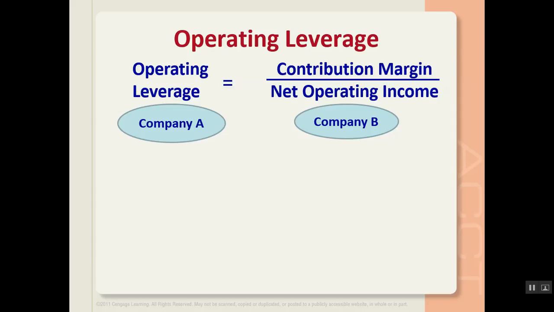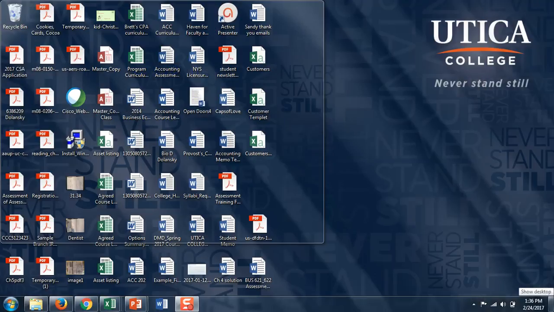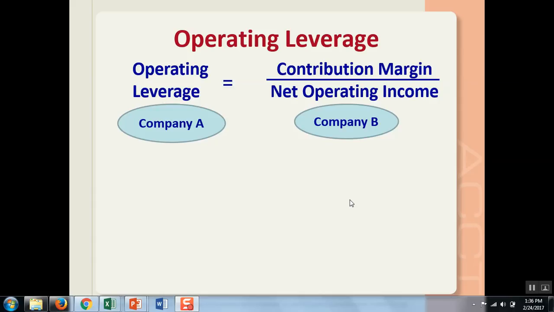So again, let's look at Company A versus Company B. A company with high variable costs in relation to fixed costs will have a low level of operating leverage. So in this example, Company A has the higher contribution margin as compared to net operating income and therefore has the higher operating leverage.